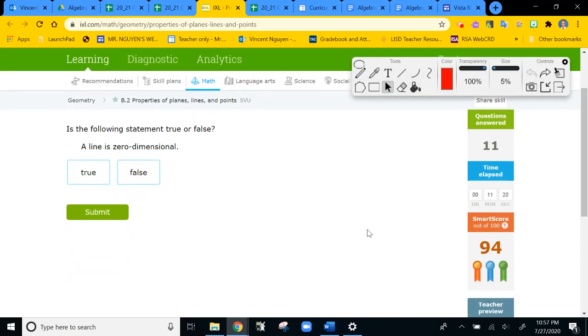Yay. A line is zero dimension. Actually, a line is one dimension because it has length. We can measure a line segment, so it has length. So it does have one dimension. A zero dimension is a point, because a point just has a position. It doesn't have a size. So I'm going to say this is a false statement, because a line does have a dimension.